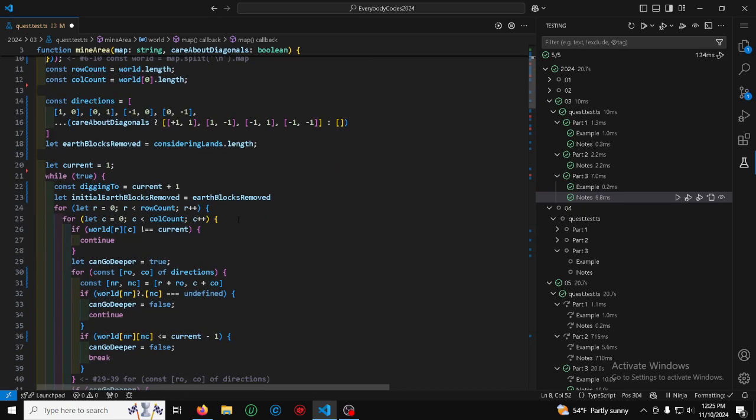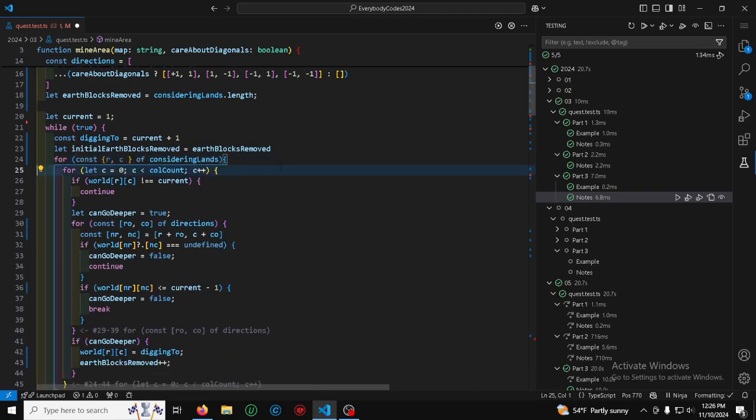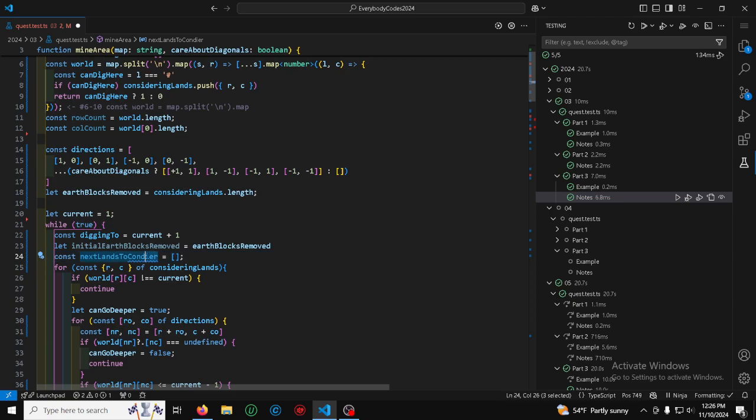Okay, I like that. So now what we need to do is for const RC of considering lands, we iterate through this. Const next lands to consider, a new array. I'm seeing that this isn't the most memory efficient because we're basically creating the size of the matrix times two additional memory at worst case. I mean, it always gets less and stuff, but yeah, so we are paying the price in memory. But we got RAM.